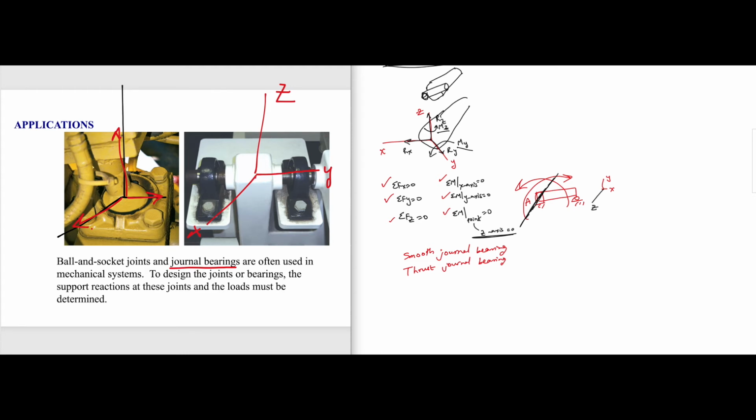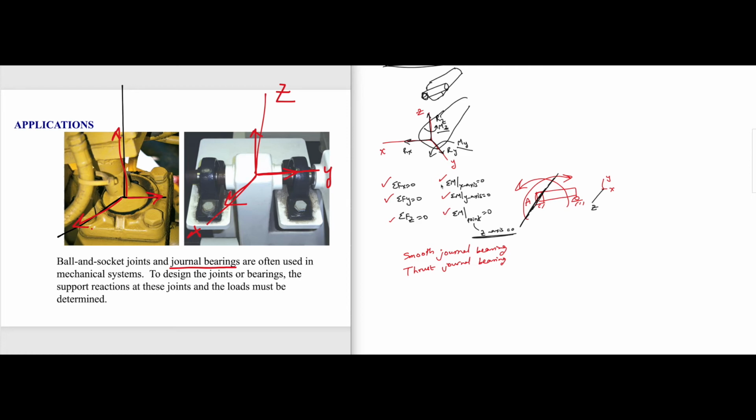For example, here it will prevent translation along x, so you have Fx. It will prevent translation in z, so you'll have Fz. Some bearings, you know what they do? They prevent a translation along y. Some of them don't. That means translation is free along y. But for some, translation is not free along y. For those cases, you have a reaction in the y.